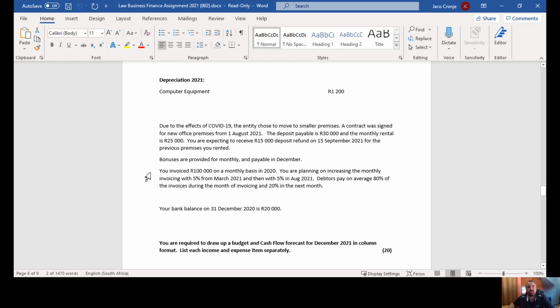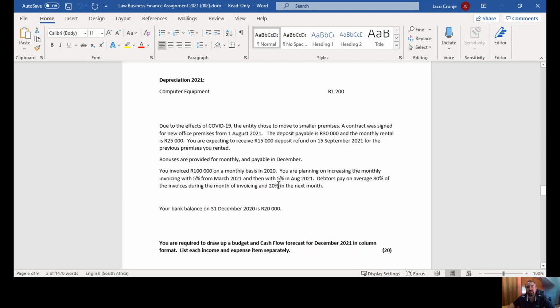Okay, then on an invoicing level, you invoiced 100,000 Rand on a monthly basis in 2020. You are planning on increasing the monthly invoicing by 5% from March. So Jan and Feb will stay 100,000, then from March it will increase by 5%. And then in August, another 5%. So then you've got to use the March figure and increase that by 5%.